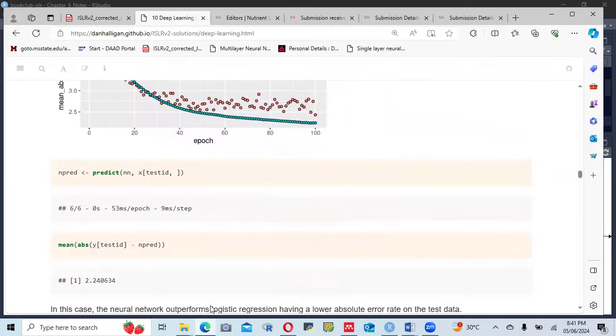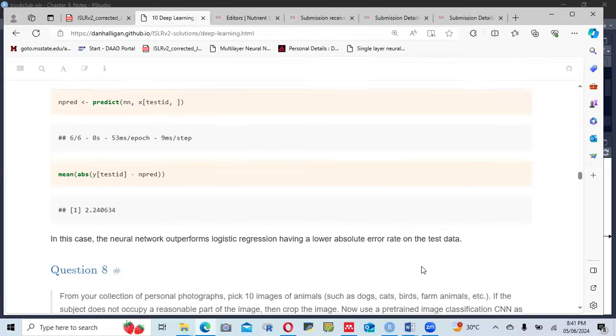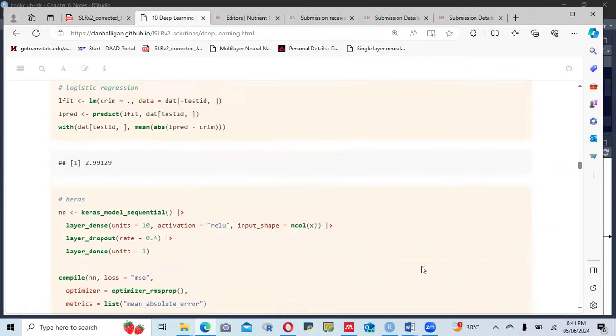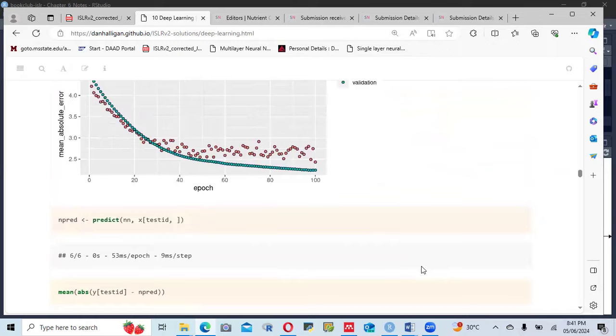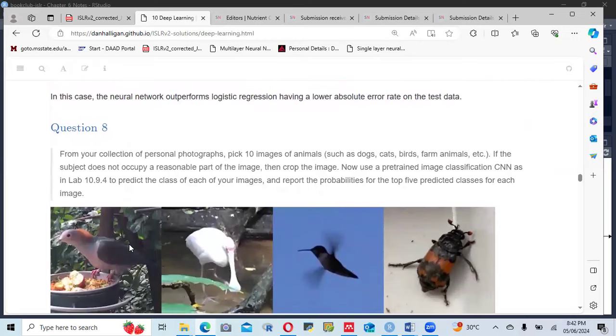When we look at the number of predicted values, we can see from here that we have 6/6, 0s, 53 ms/epoch, 9 ms/step. When we look at the mean value, we now have 2.24063. In this case, the neural network outperformed the logistic regression because it has a lower absolute error rate on the test data. So we can see that the neural network did a better job because here we have 2.99 for the regression and 2.24063 for the neural network. So the neural network did a better job than our initial logistic regression which I ran earlier on.